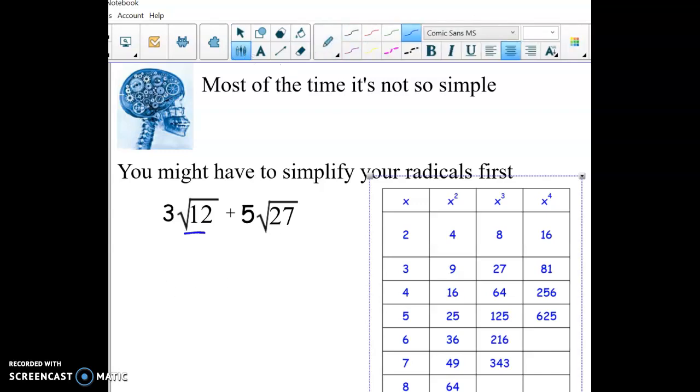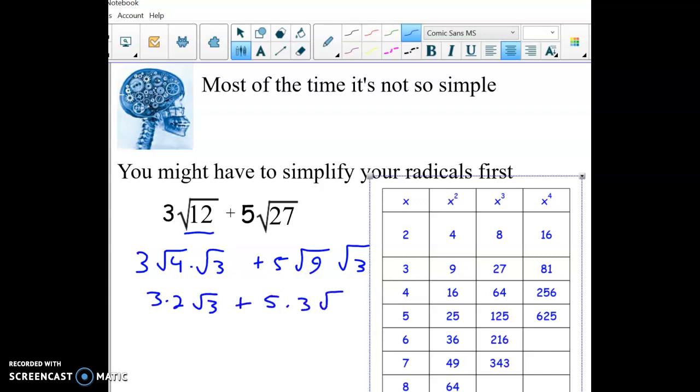All right, so the trick is this root 12 can be split using our chart of perfect squares to 4, which is a perfect square, times 3. And then the 27 similarly splits to 9, which is a perfect square, and 3, which is not. So we end up having 3 times square root 4. And then 5 times square root of 9 is 3, right? So those become regular numbers. And then 3 times 2 is 6. 5 times 3 is 15.